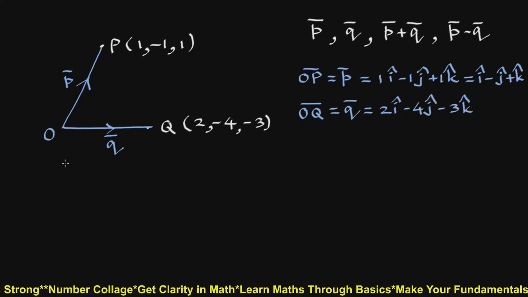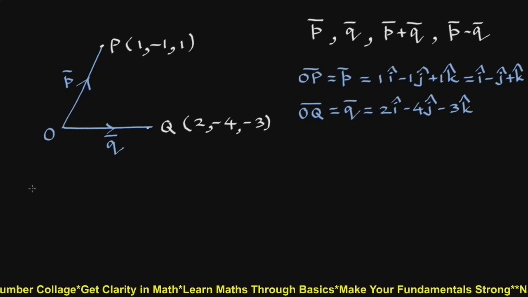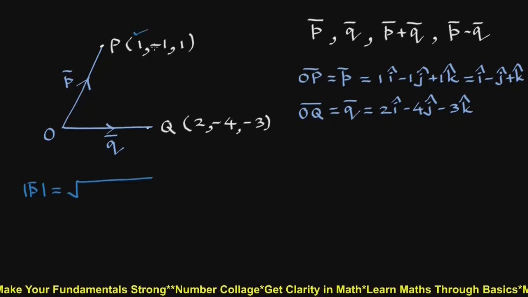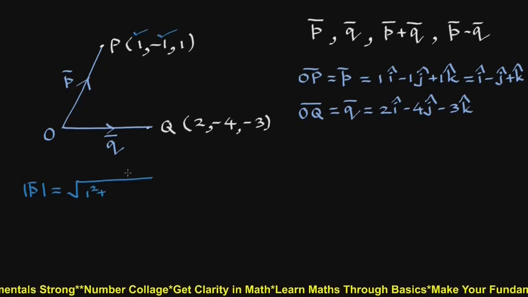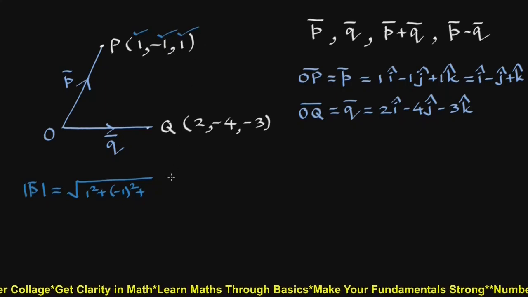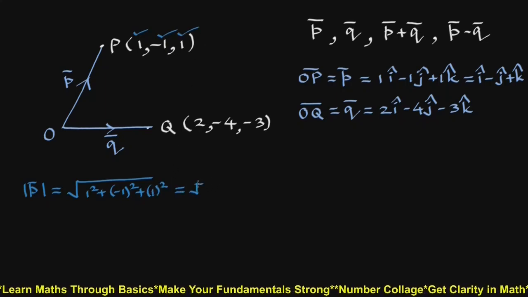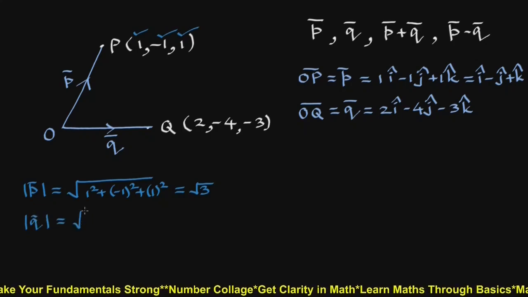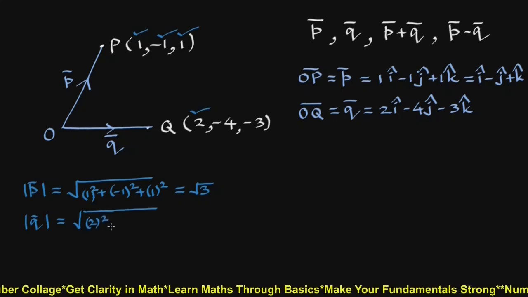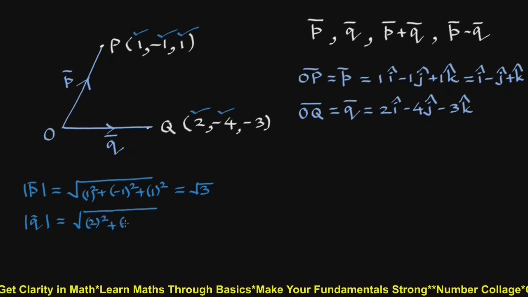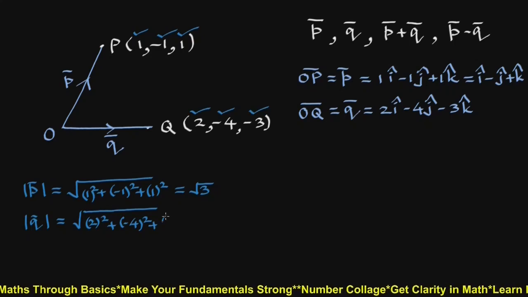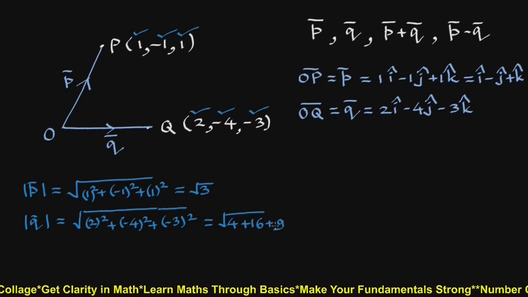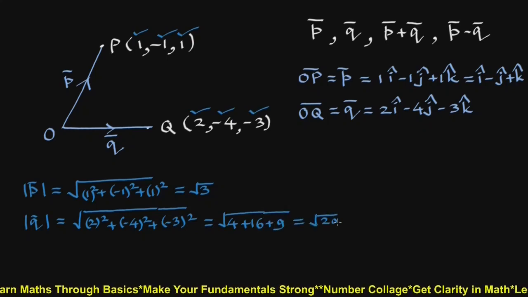Next we have to find their magnitudes. So magnitude of p bar will be mod p bar, which will be square root of this 1 square plus this minus 1 square plus this 1 square, which will be root 3. Similarly, magnitude of q bar will be mod q bar, which will be square root of this 2 square plus this minus 4 square plus this minus 3 square, which will be square root of 4 plus 16 plus 9, that will be root 29.